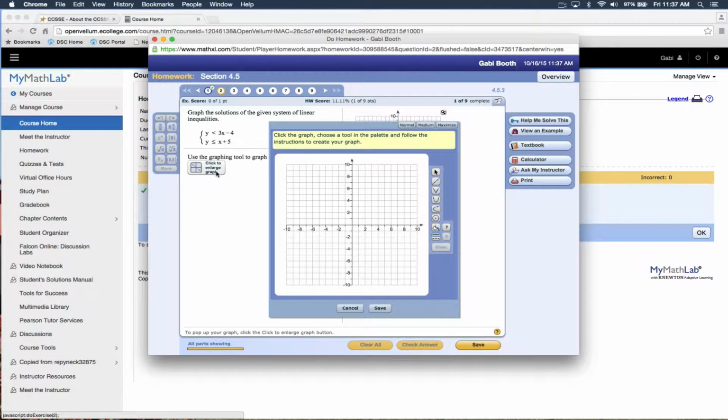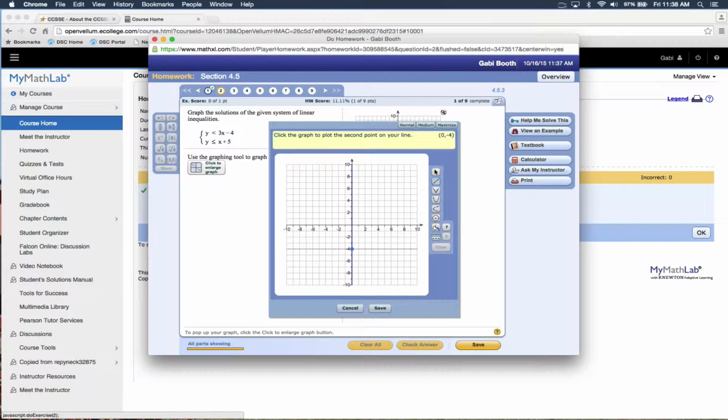I want to graph the first linear inequality, and I can see that the y-intercept is 0, comma, -4. So you go back to the line tool and find 0, -4. You go down on your y-axis until you are right on 0, -4. Left click with your mouse.